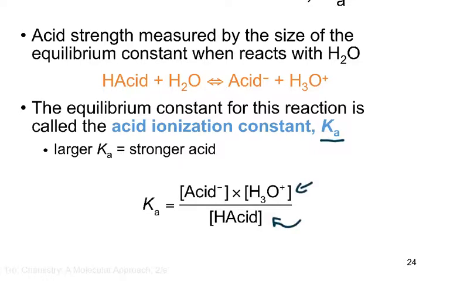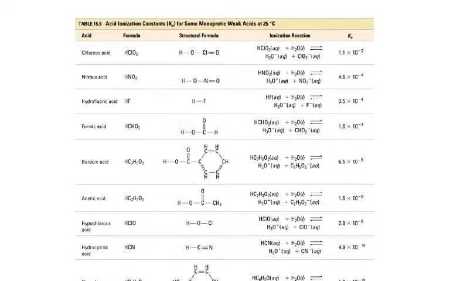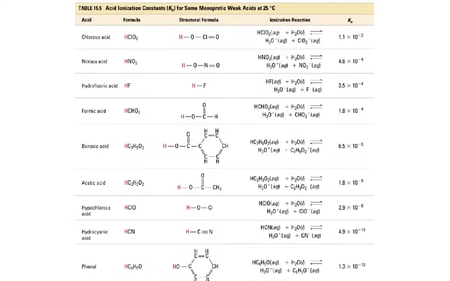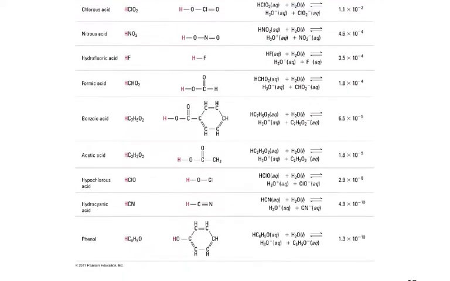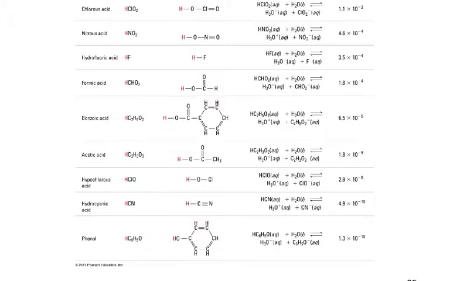And so if you have a larger Ka, you're going to have a stronger acid because more of it will ionize in water. Here's a table with Ka values for some monoprotic weak acids at 25 degrees because, again, Ka is temperature dependent. And this table is mostly for your reference, table 15.5. And we will use some of these Ka values in upcoming questions.